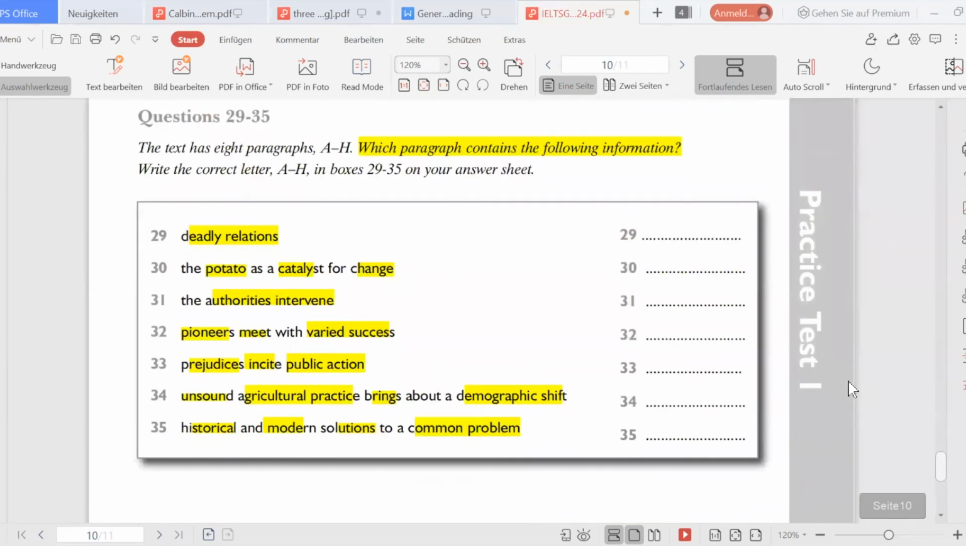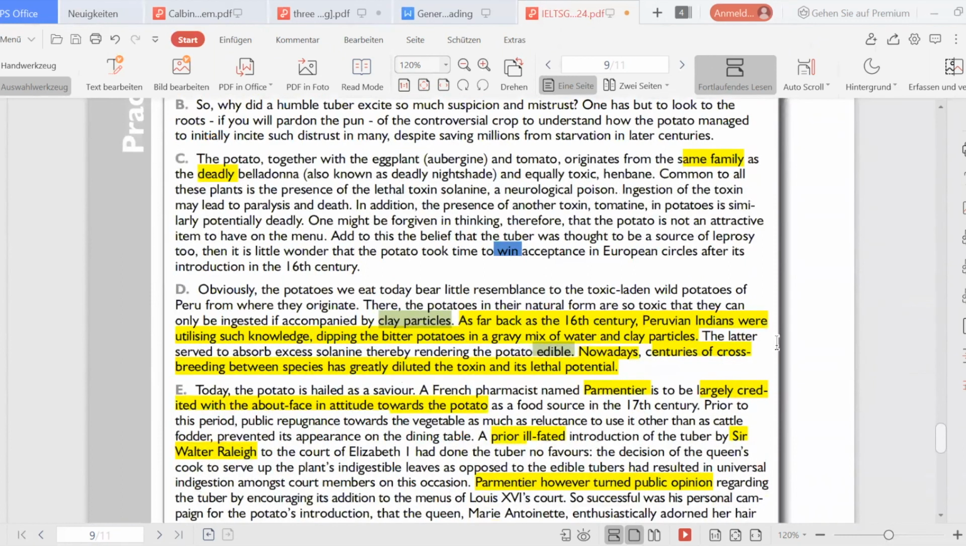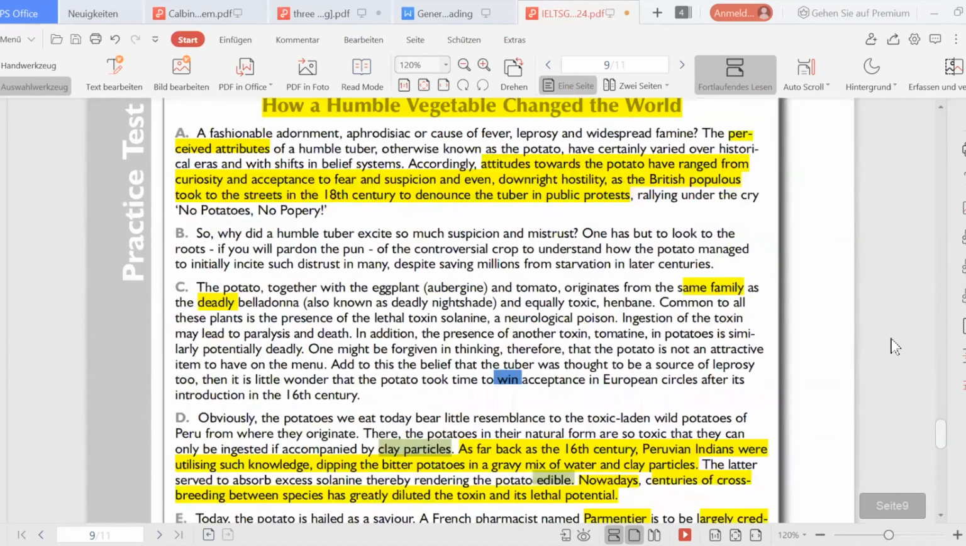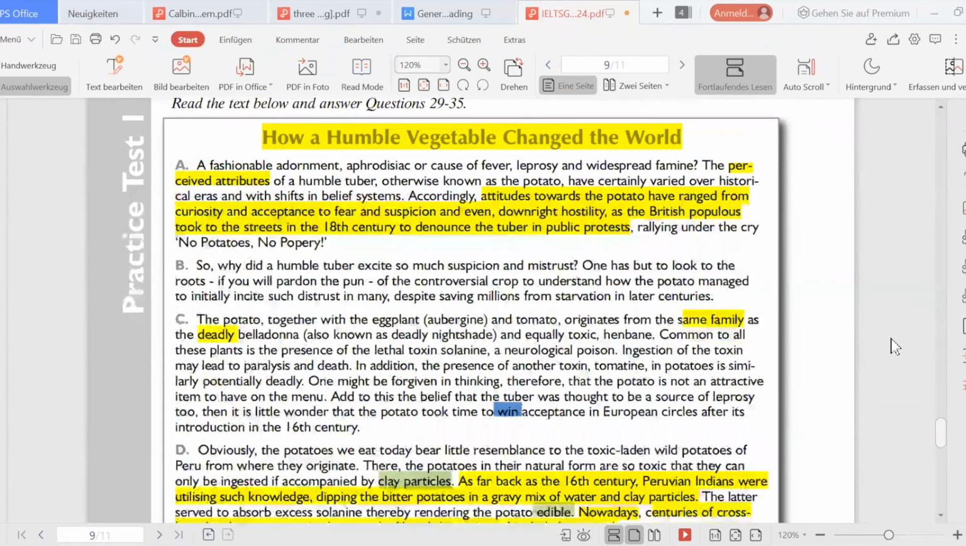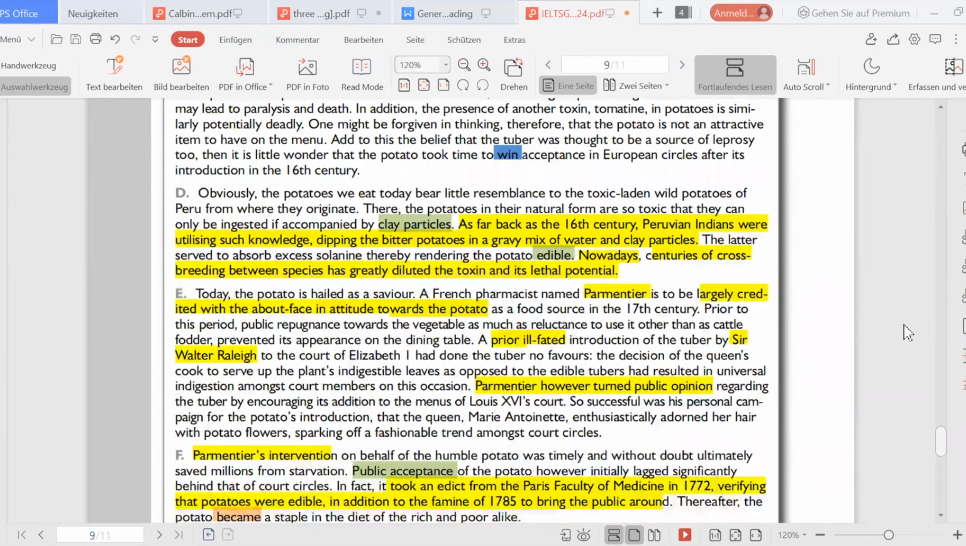35, we've got historical and modern solutions to a common problem. These are keywords. The answer, you should find it in D, okay? You've got as far back as the 16th century, and then you've got nowadays, okay? Historical, as far back as 16th century, nowadays, modern. And solutions to a common problem. The problem was the fact that potato wasn't edible, all right? So what did they do? They did something, and then now they actually did something else to make it edible, all right?